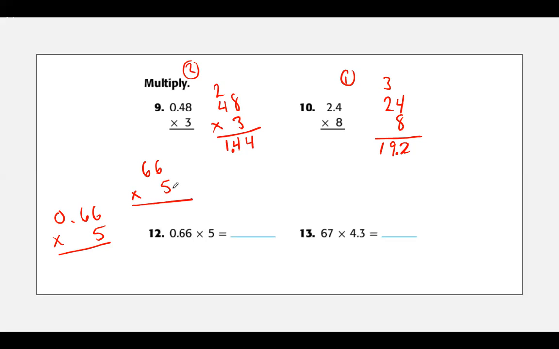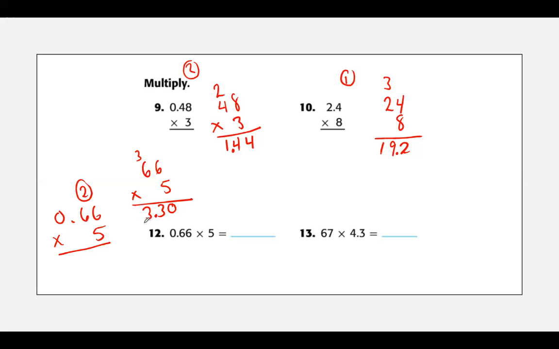So 5 times 6 is 30. 5 times 6 is 30, plus 3 is 33. Oh, sorry, I forgot again to count my decimal places first. Okay, so I had 1, 2. So now I need how many numbers behind the decimal point? I need 2. So I start all the way over on the right, 1, 2, put my decimal point in.